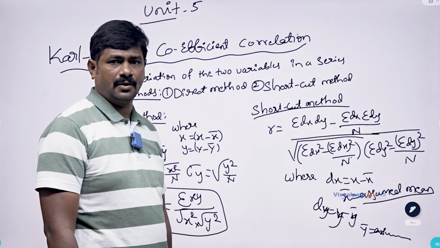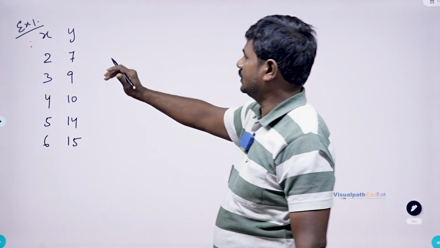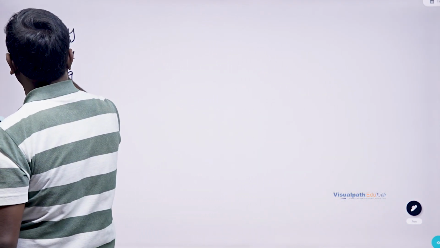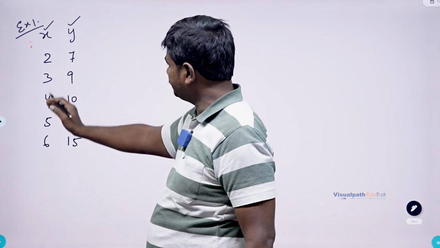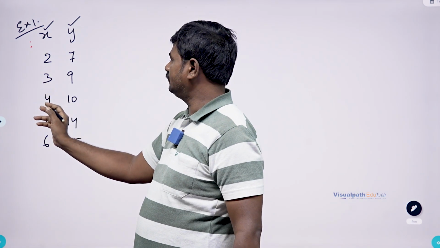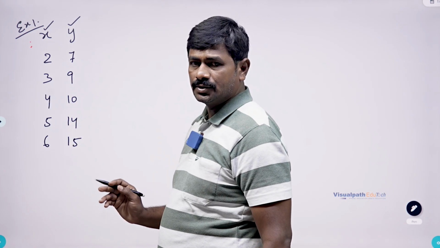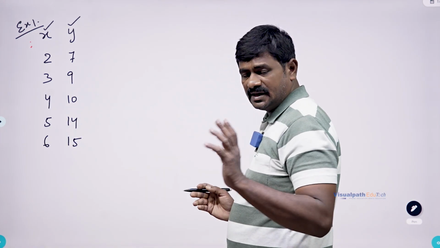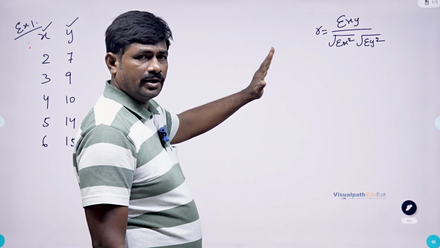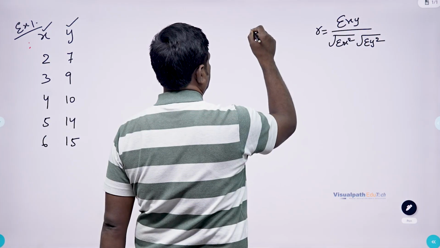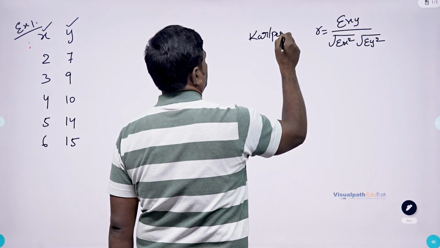Now we are going to discuss the problem. Here we have the example. We have to find the Karl Pearson coefficient of correlation for these two variables x and y. The observations are x: 2, 3, 4, 5, 6 and y: 7, 9, 10, 14, 15. What is the formula for us to find the Karl Pearson coefficient of correlation? Here is Karl Pearson's formula.